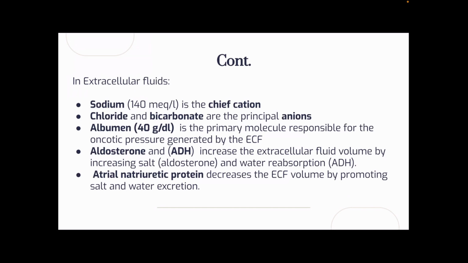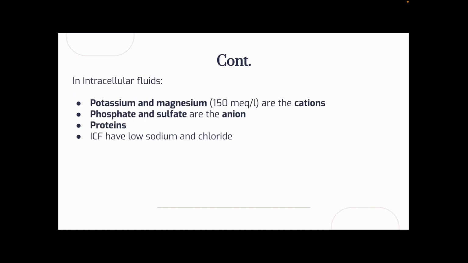أما ANP decreases the extracellular fluid, فهو عكس الالدوسترون والADH, okay, by promoting the salt and the water excretion. So they are balancing each other basically. The intracellular fluid, the main cations are the potassium and the magnesium. The phosphate and the sulfate are the anions. We have proteins, but we have low sodium and chloride, as I just mentioned.